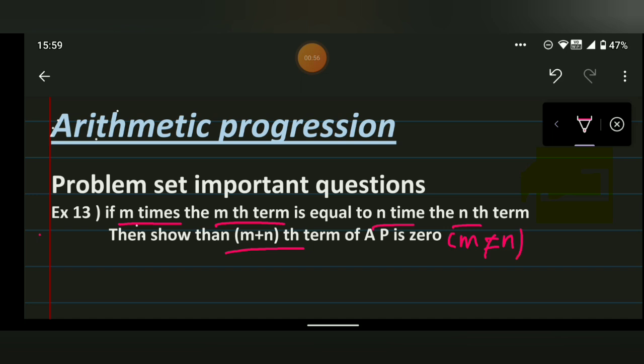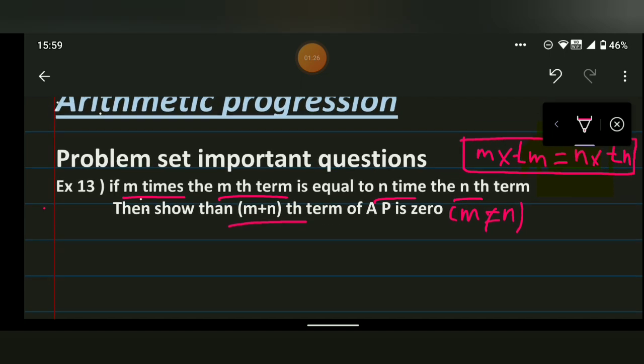Now, similar to example number 12, we are given a condition. What is the condition? m times, meaning m multiplied by the mth term, that is tm, is exactly equal to n multiplied by the nth term, that is tn. This is what is given to us. Under this situation we have to show that the (m plus n)th term is 0. So see how to prove this.